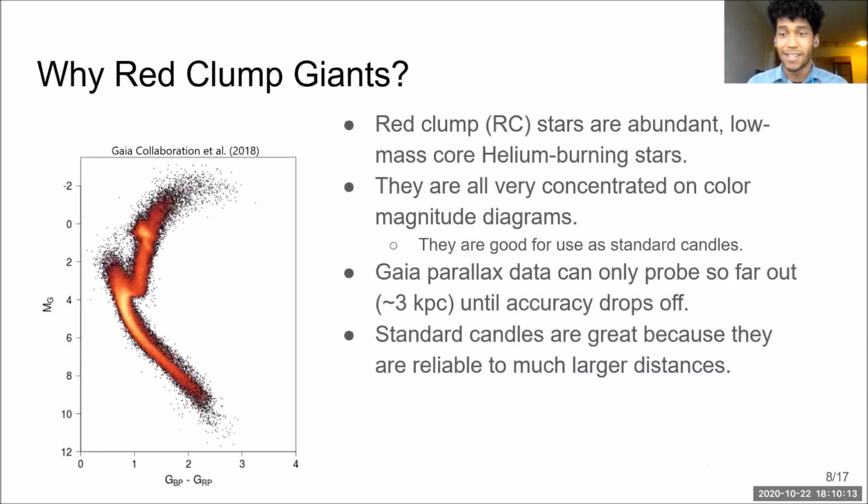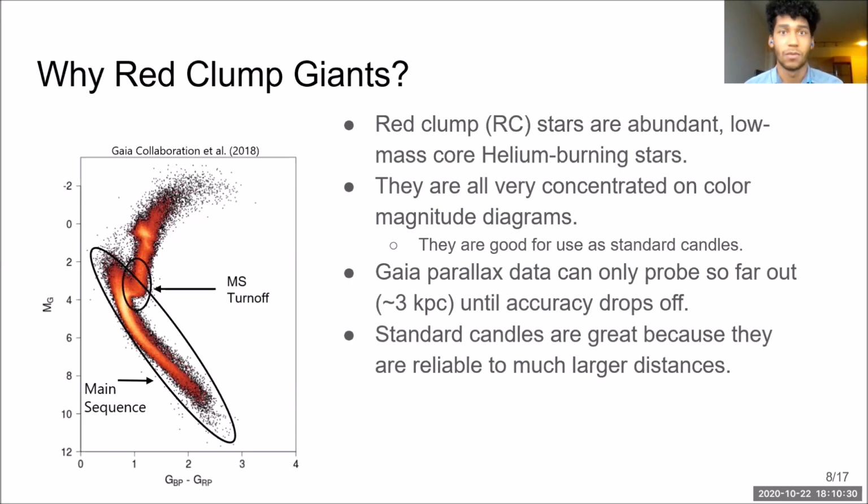A red clump giant is a type of red giant that's core helium burning. And we can see what makes them so special by looking at a color magnitude diagram. The diagonal band that you see is the familiar main sequence, and that sort of bridge of stars near the top is called the main sequence turnoff. That region of the diagram will be significant later in this talk.